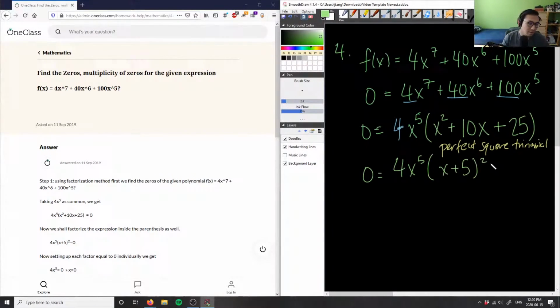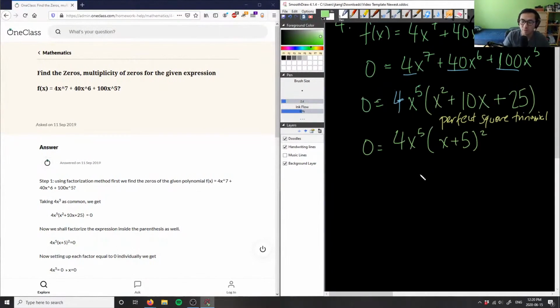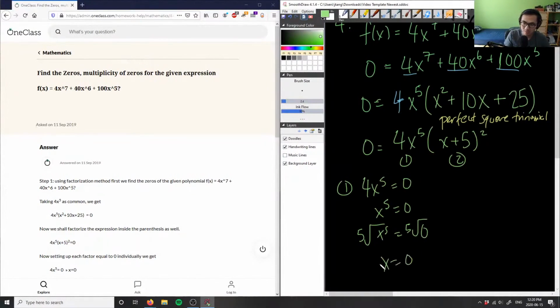Now we can take both cases here. This is case 1, and this is case 2, and we can set each to 0 to find our zeros. For case 1, 4 times x to the power of 5 is equal to 0. Dividing both sides by 4, I get x to the power of 5 is equal to 0. And if I take the fifth root of both sides, it's still 0. So x equals 0 is definitely a zero.